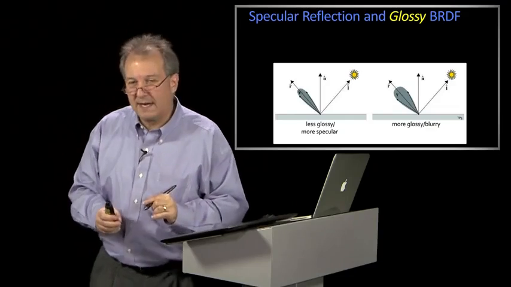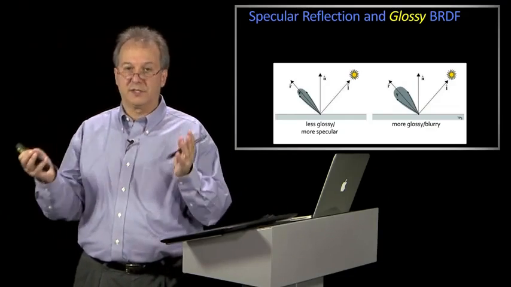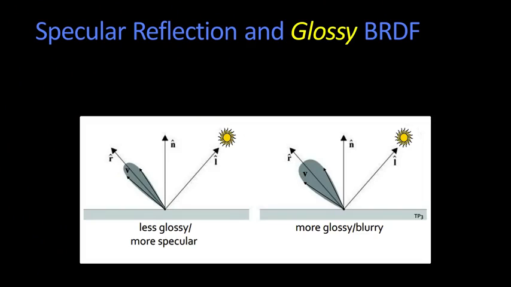Most things that are shiny are not perfect mirrors, but we can think of them as being glossy. What glossy means is, if we have our illuminant here and we're coming out at some angle, I don't have light just at the mirror point, but it's spread out a little bit. That's what this lobe is meant to show. And the more gloss, as opposed to specular, the blurrier, I make that lobe a little bit fatter.